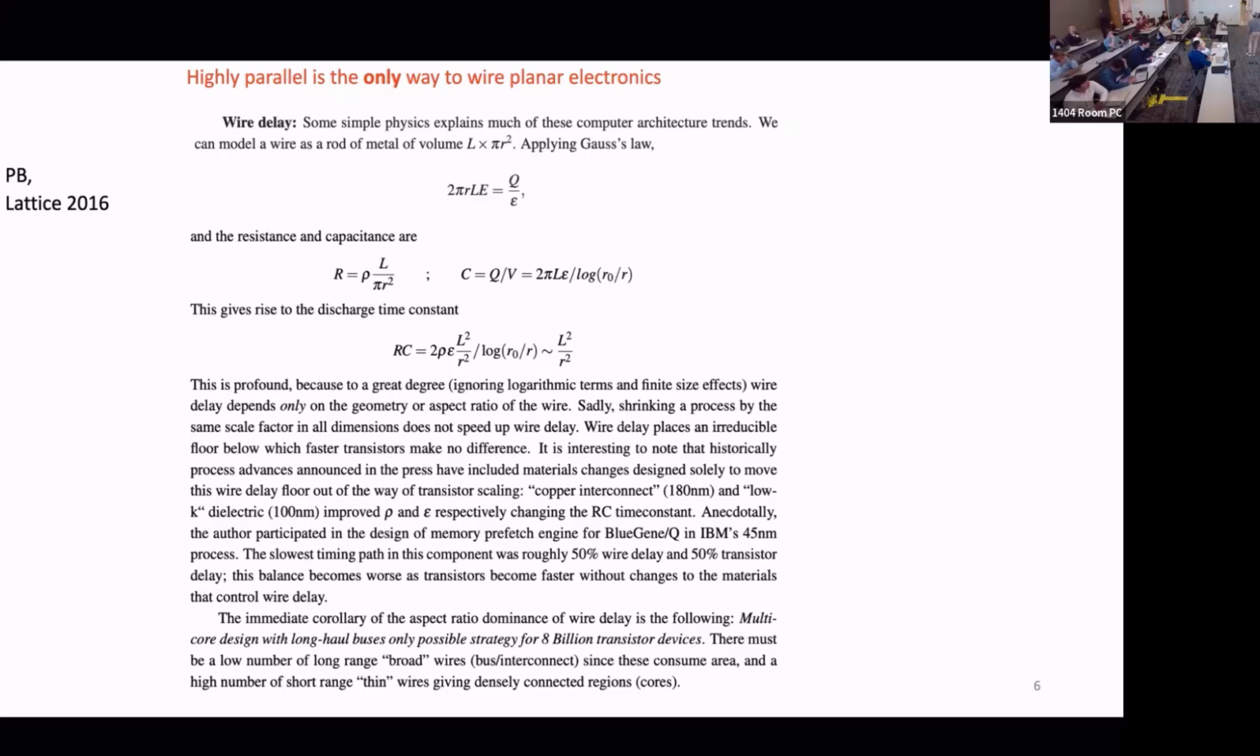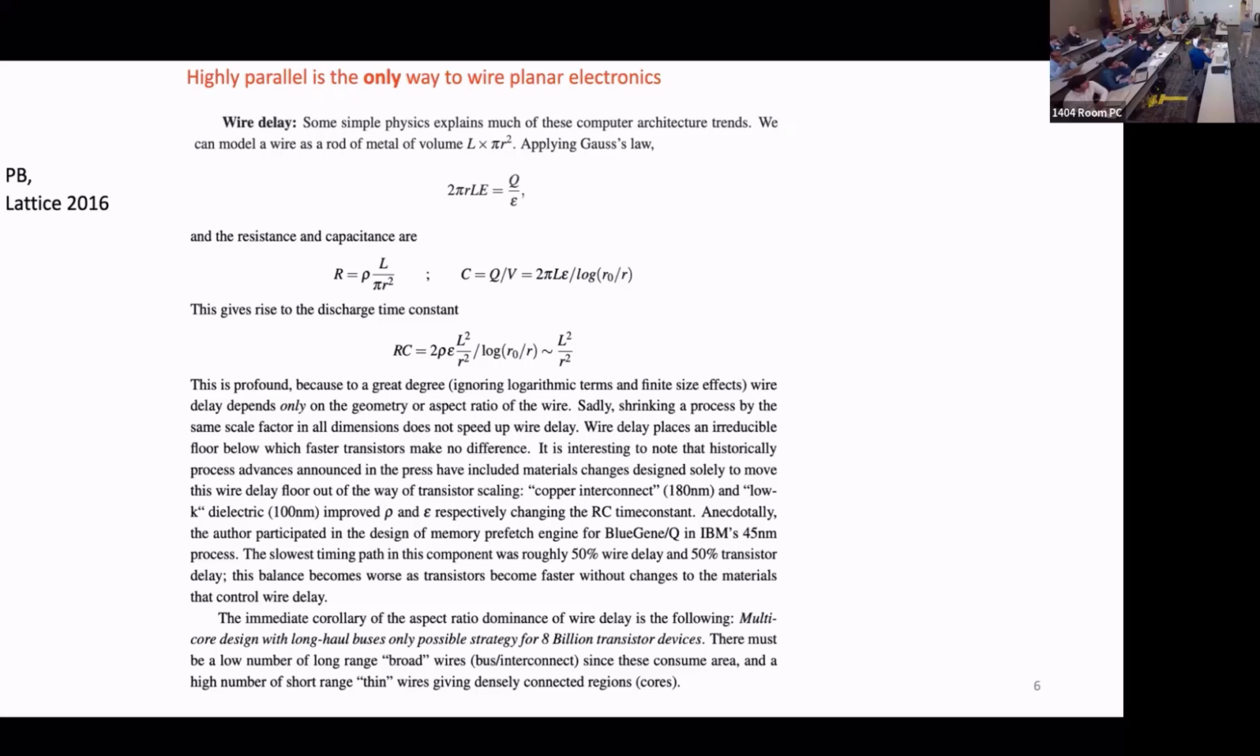What you see is that the RC time constant is essentially proportional to L squared over R squared, up to logarithmic terms. That means the aspect ratio of a wire dictates the time constant, which dictates how long it takes to charge or discharge. So if you flip from a 0 to a 1 or a 1 to a 0, this time constant tells you how fast that wire will transition at the other end, right? And it depends only on the ratio of the length to the radius. If you're doing your semiconductor chip shrinking thing where you cut every dimension by a factor of 2, basically the wire delay stays fixed, right?